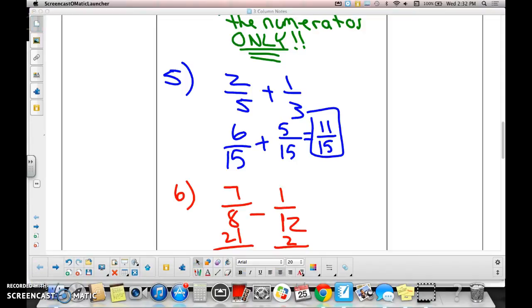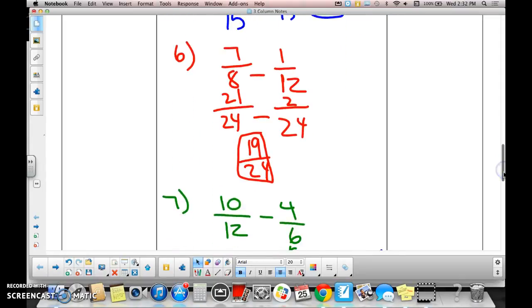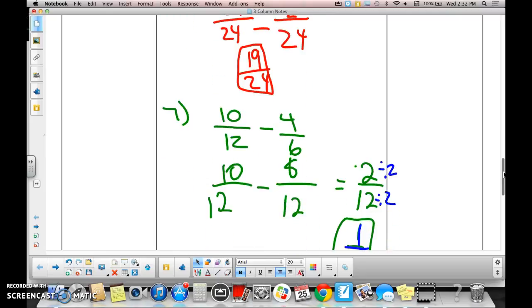All right. So on number 5, we added with unlike denominators. On number 6, we subtracted with unlike denominators. And on number 7, what do you have to make sure you do when you get an answer like 2/12? What do you have to make sure you do when you get an answer like 2/12, everybody?